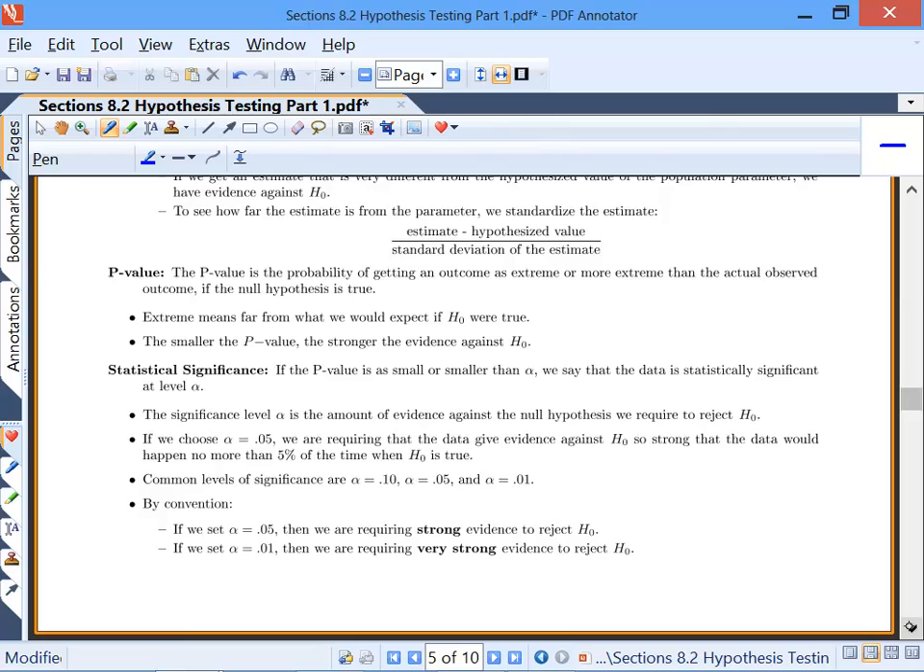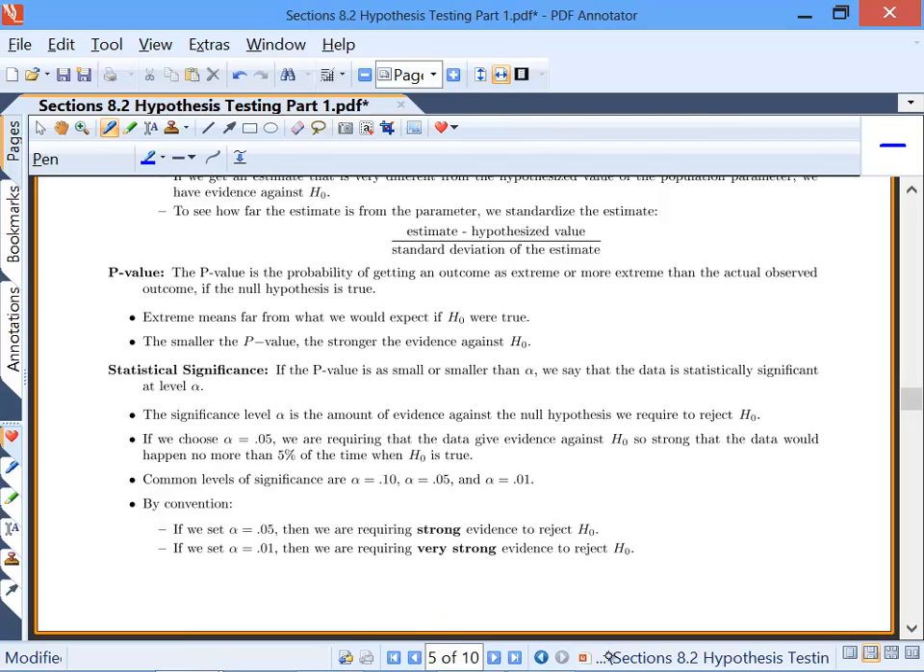Now, statistical significance is when your p-value is as small or smaller than alpha. With a small p-value, we say that our data is statistically significant at that level of significance. Remember, your significance level is the amount of evidence against the null hypothesis that you require to reject it. So, for example, if you choose alpha equals 0.05, then you're requiring that our data gives evidence against the null hypothesis so strong that it would only happen 5% of the time if it's actually true. Or in other words, the probability of making a type 1 error is only 5%. Again, common levels are 0.10, 0.05, and 0.01.